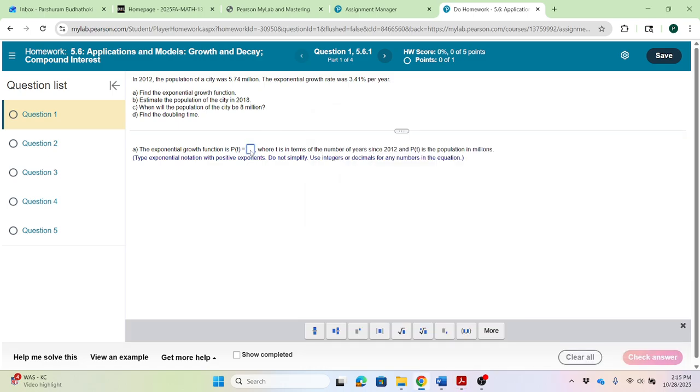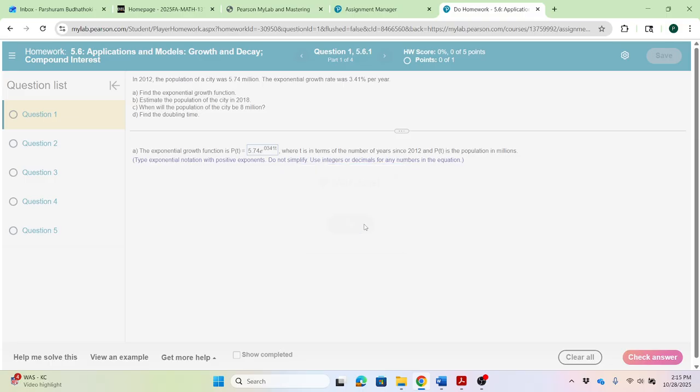So 5.74 e to the power 0.0341t. That's the exponential function.